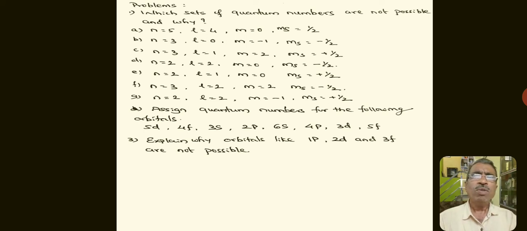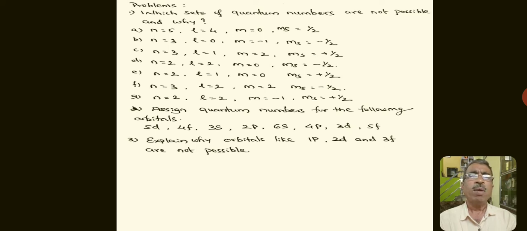Now, I have given a problem. Which sets of quantum numbers are not possible and why? Now, the first one, n is equal to 5. When n is equal to 5, L can have values up to n minus 1. Therefore, L is equal to 4. That is right. When L is equal to 4, how many values will the m value have? It is 2L plus 1. So 4 into 2 is 8 plus 1, that is 9 values.